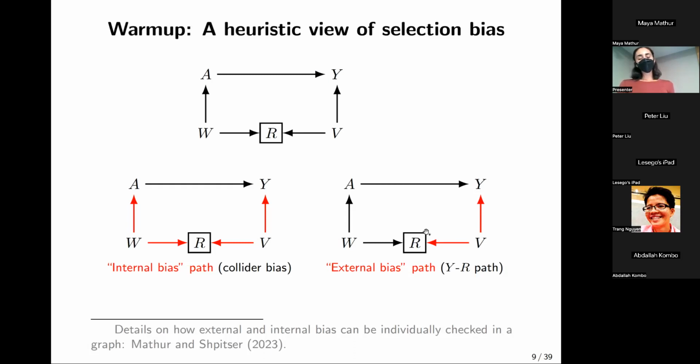We also have this path between R and Y. And basically, you can think of it as here, R might be an effect measure modifier because it shares this common cause V with Y. And so we kind of have both problems here.